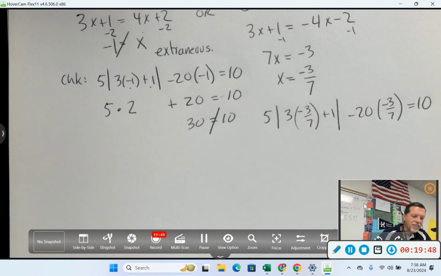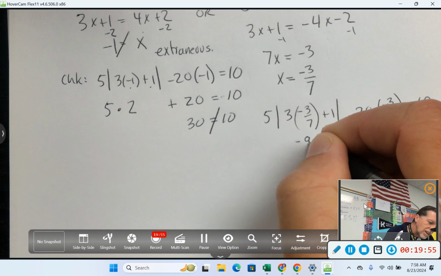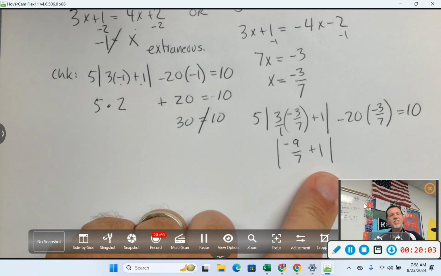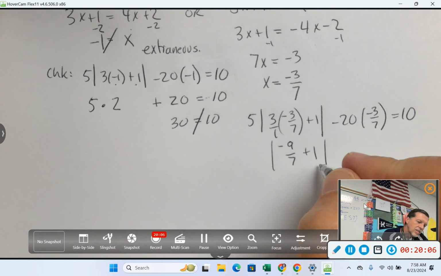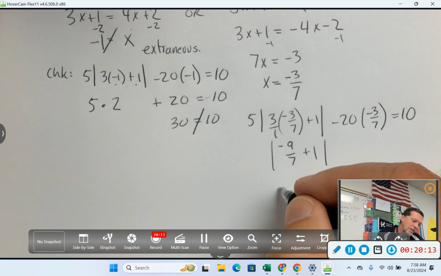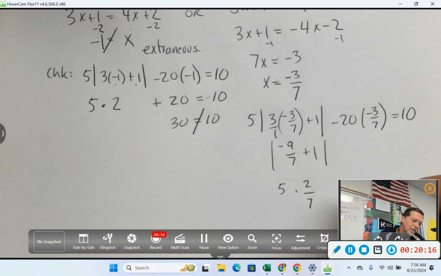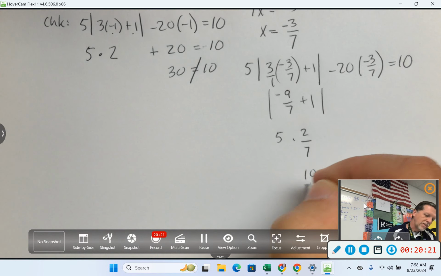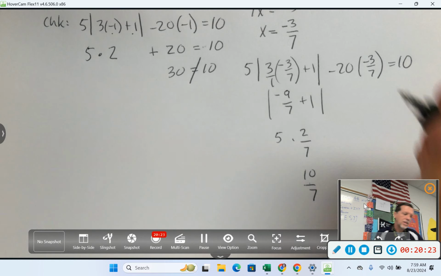When multiplying fractions, please do not multiply the top and bottom by 3, because that would not really be multiplying by 3. That'd be multiplying by 1. Yep. So negative 9/7 plus 1. 1 is the same thing as 7/7. So that would be 2/7. Well, negative 2/7 on the inside, but then 2/7 when you absolute value it. 5 times 2/7, which would be 10/7, and this is still supposed to equal 10 somehow.